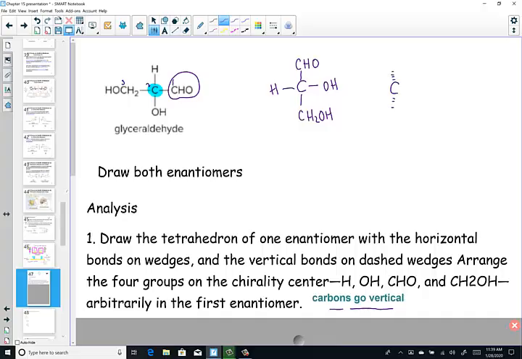You knew that going behind the page were both the CHO group and the CH2OH group, and coming out of the page are the little bow ties here, the OH and the H. We just drew one enantiomer. Now that's the dash wedge approach. The Fischer projection says make a cross. The cross has the chiral center in the middle. We then place CHO at the top, CH2OH at the bottom, and the H and OH on the sides. The carbons went vertical as we began drawing our first enantiomer.